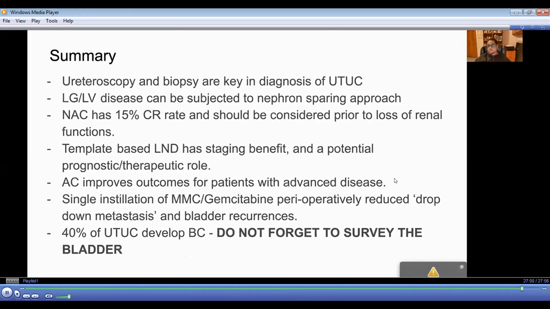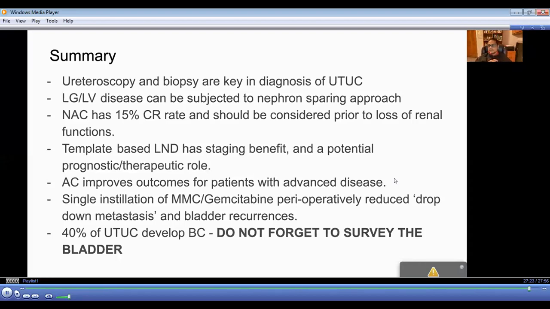Template-based lymph node dissection should be performed because of improved staging benefit, and may have some potential role in therapeutic and prognostic ways as well. Adjuvant chemotherapy, we have level one evidence that it improves outcomes for patients with advanced disease, so that should be offered to all patients.